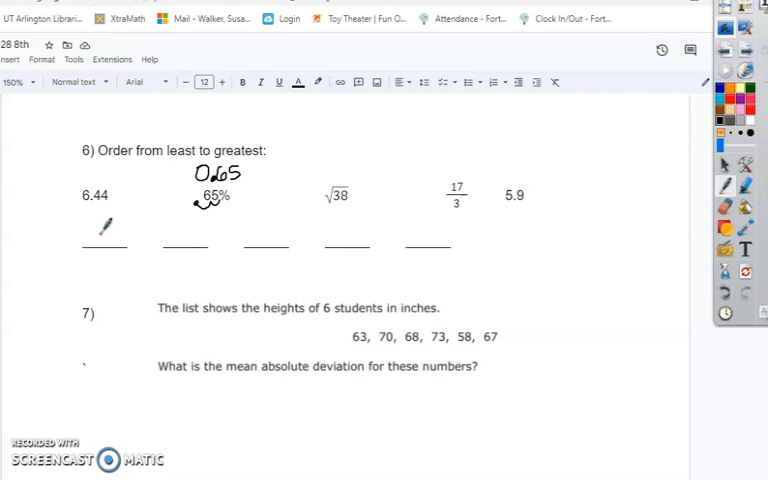Okay, 7. We're doing mean absolute deviation. You need to do mean first. Add. Divide by 1, 2, 3, 4, 5, 6. Then subtract the mean from each of these, right? Write each of the numbers. Maybe you could write them underneath. Add and then divide by 6 again. Okay?